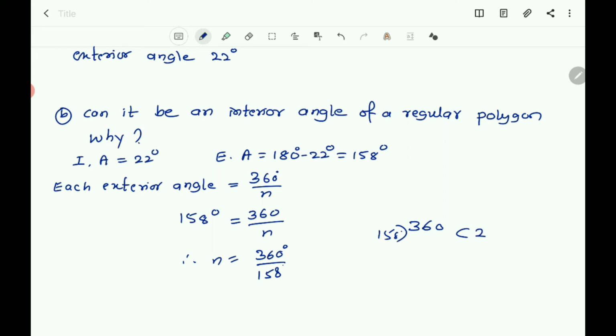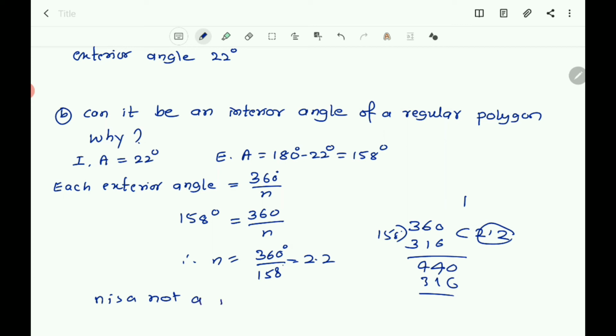It becomes 316. The remainder is 10 minus 6, you will get 4, 5 minus 1 also 4 you will get, and again here you will get point, so you will get a fraction here, so it is not a positive integer. 2 point something you are going to get, approximately 2.2. So here n is not an integer, that is not a positive integer.